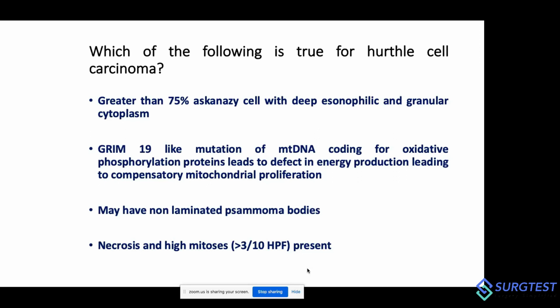It is false. You have to identify the false one. Sorry, yes, I have written it as true. It should be false. All the above three are true. Okay. Non-laminated psammoma bodies, right? If laminated, then it is papillary thyroid carcinoma.